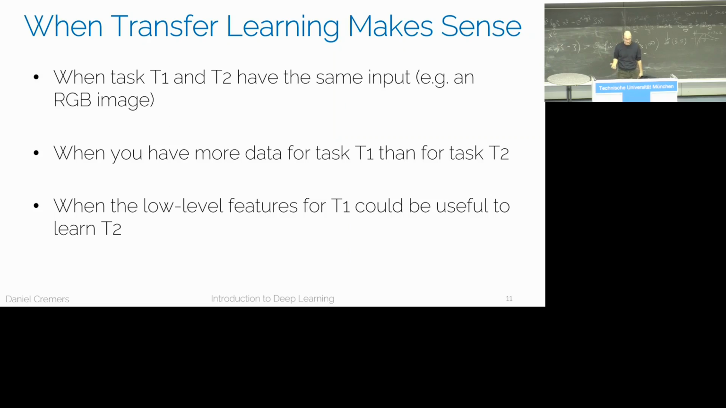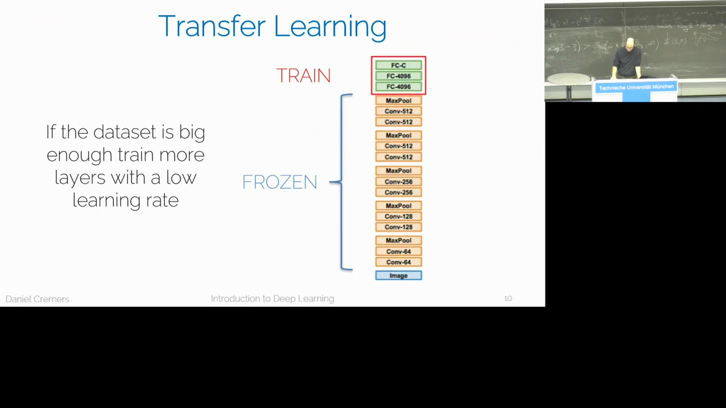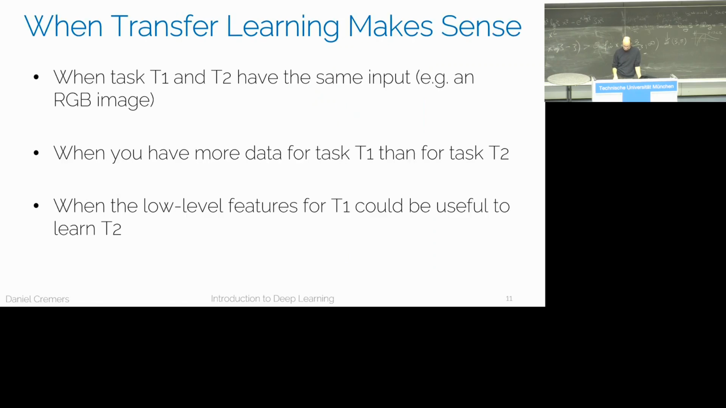When does this make sense? Well, it makes sense when the task T1 and T2 have the same input. That's important, right? Because here I get an image in, and it has a certain input. If I have a completely different input, then it doesn't make sense to use that network as a backbone and to fine-tune it. So you should have the same input, for example, an image, right?